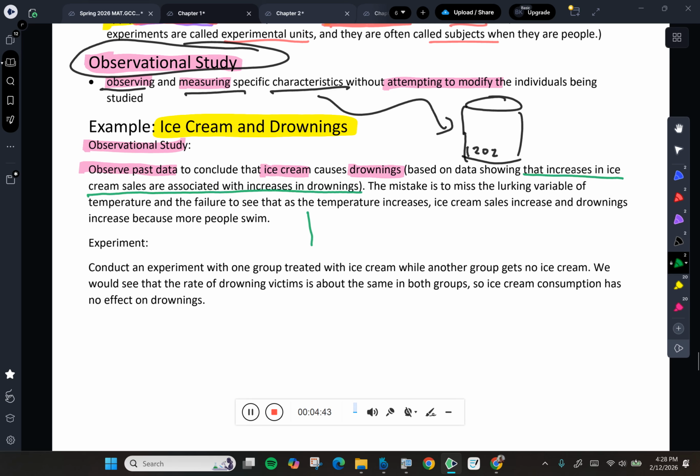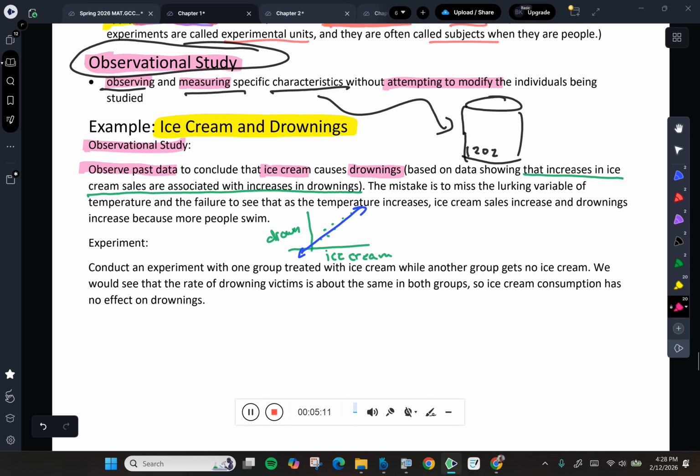That if we were to, say, graph it, and down here was ice cream, and over here was drownings, you might think that there's some sort of relationship, that as one goes up, the other also goes up. And that could be true. There could be a relationship between them. Doesn't mean it's causative, but it could be correlative.